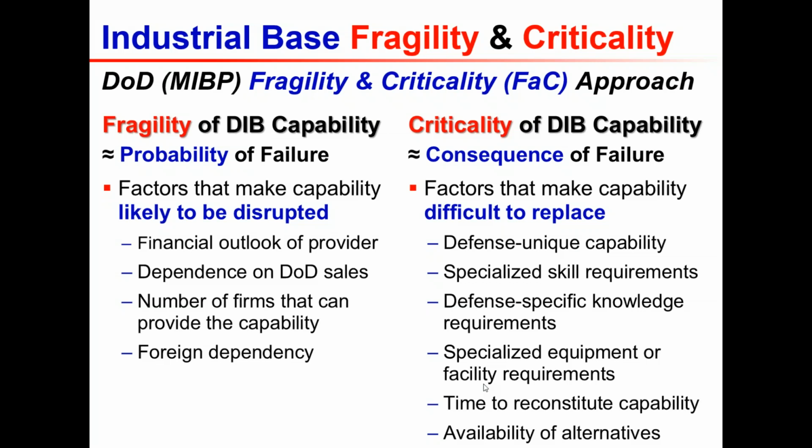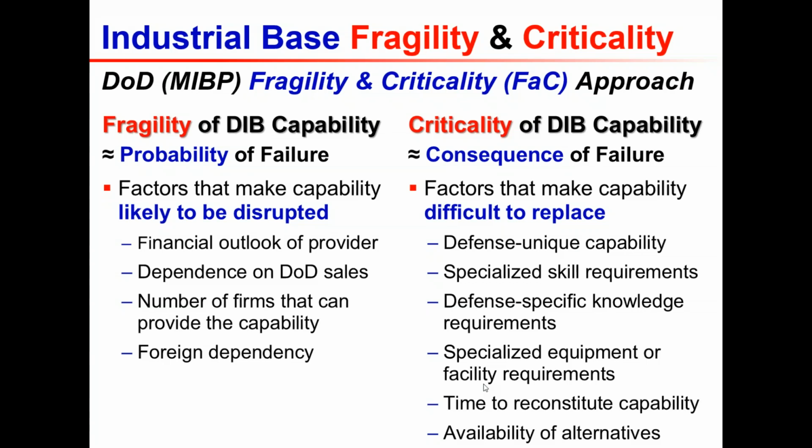So what makes capability difficult to replace? If it's defense unique, right? It's not something you can get from the commercial market. It's defense unique. It requires specialized skills, right? Requires defense-specific knowledge requirements, right? Part of the idea is how difficult it would be to replace it. What if it disappeared? Think about the idea as you look at your industrial base.